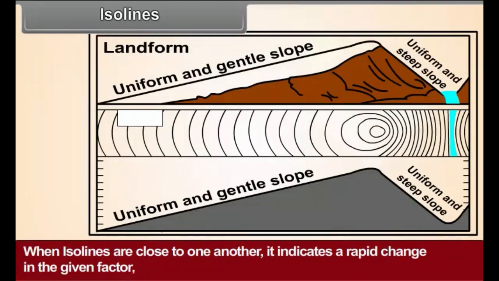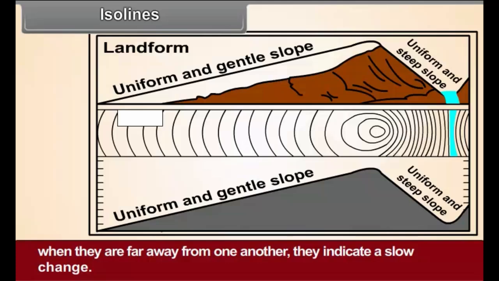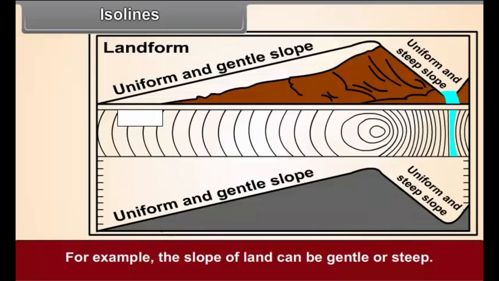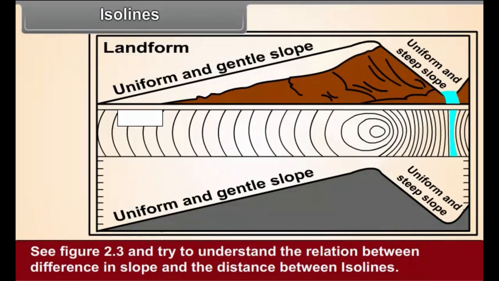When isolines are close to one another, it indicates a rapid change in the given factor. When they are far away from one another, they indicate a slow change. For example, the slope of land can be gentle or steep. See figure 2.3 and try to understand the relation between difference in slope and the distances between isolines.